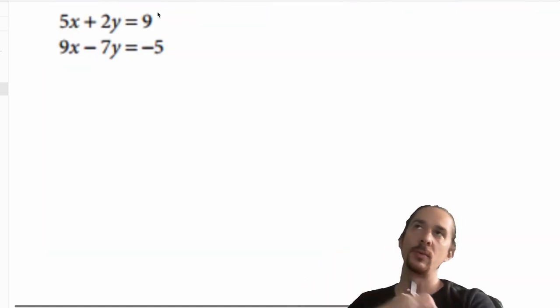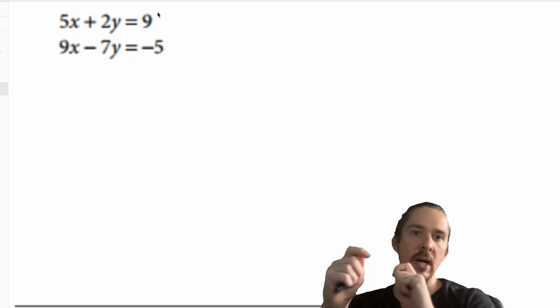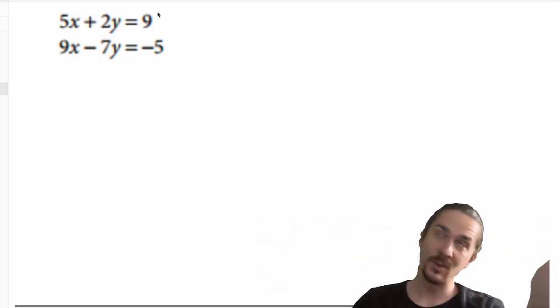This one's going to be a little bit harder to apply the elimination method because we can't easily multiply the numbers from one into the other.